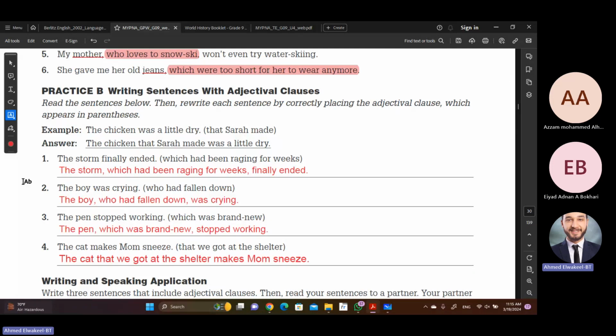What is the difference between sentence number 4 and the other sentences 1, 2, and 3? Sentence number 4 is different from the other three sentences. Why? Because it has two subjects, the cat and mom. No, it has only one subject, the cat. The cat makes mom sneeze. So cat is the subject, makes is the verb, and mom is the object.